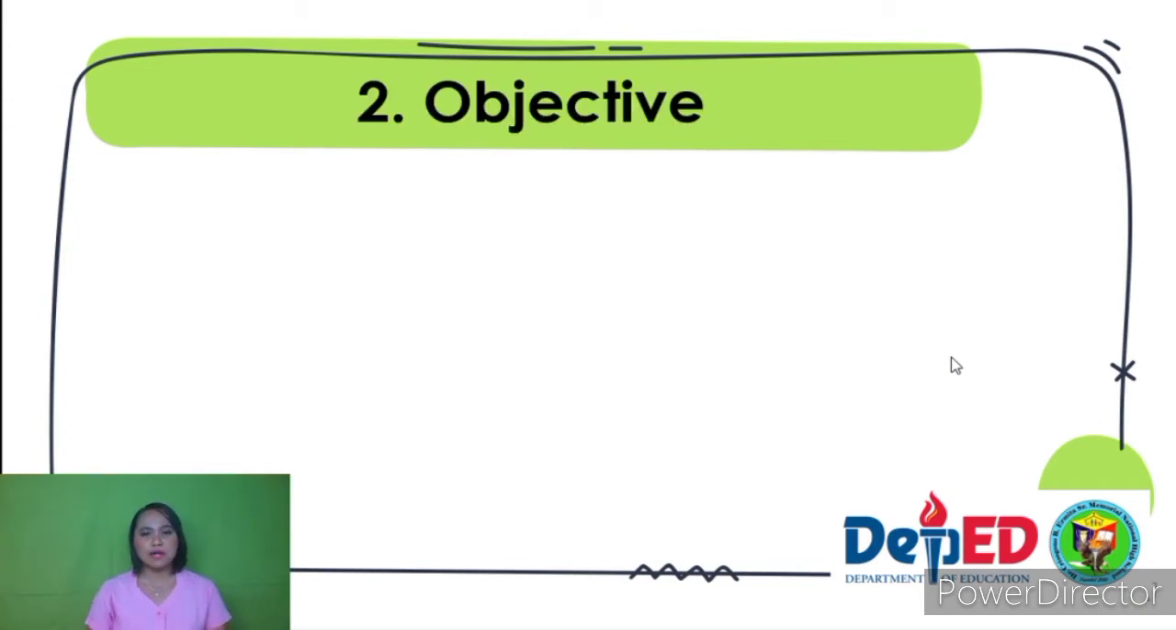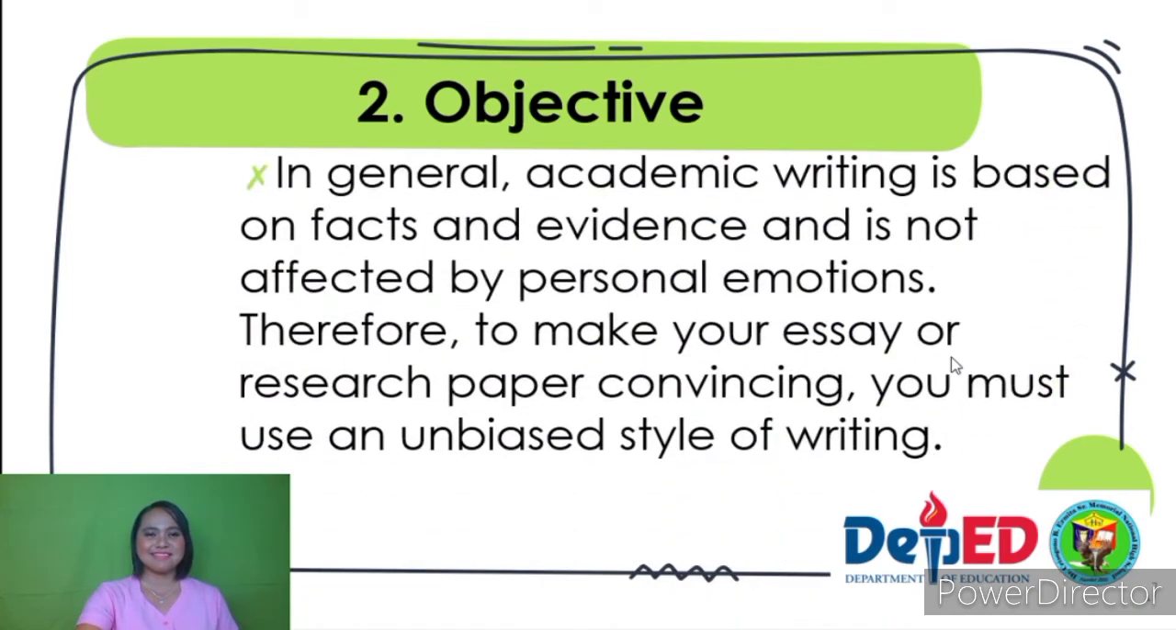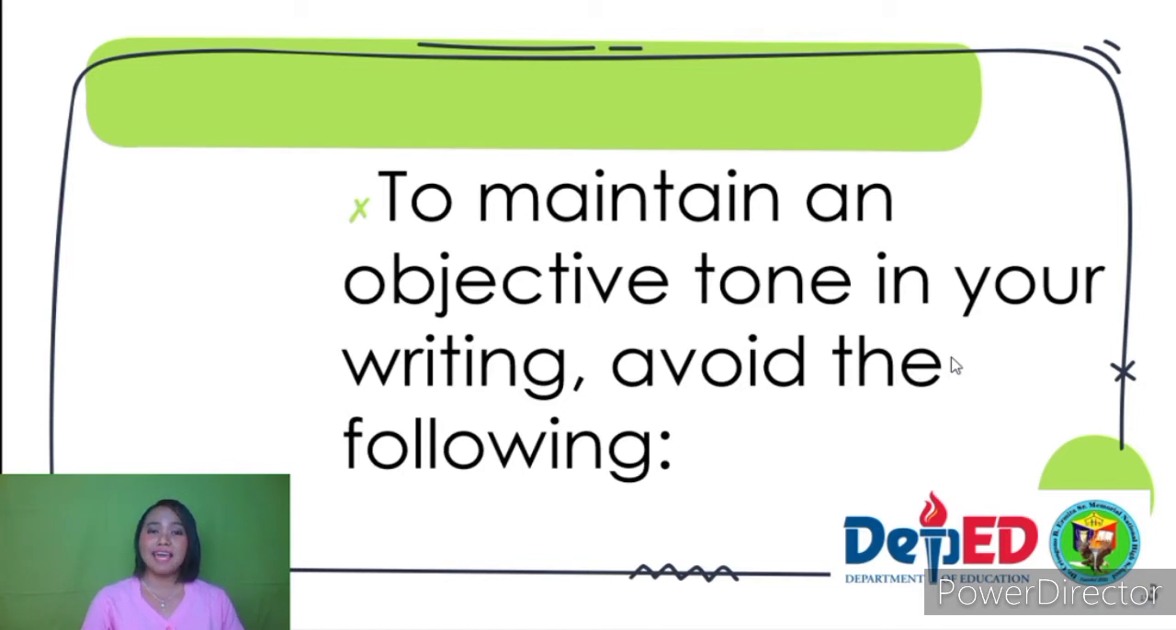The second feature of an essay is objective. In general, academic writing is based on facts and evidence, and it is not affected by personal emotions. Therefore, to make your essay or research paper convincing, you must use an unbiased style of writing. To maintain an objective tone in your writing, avoid the following.